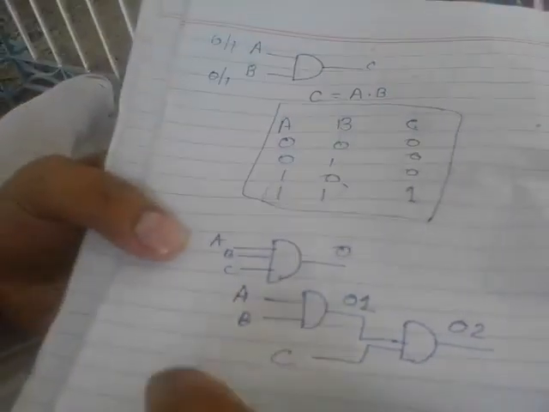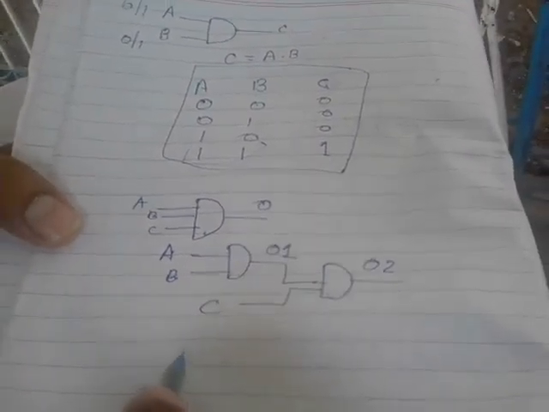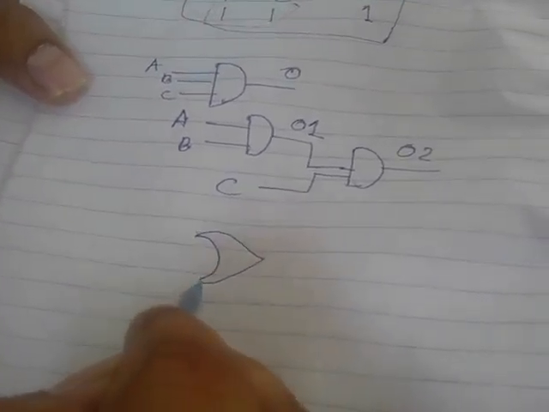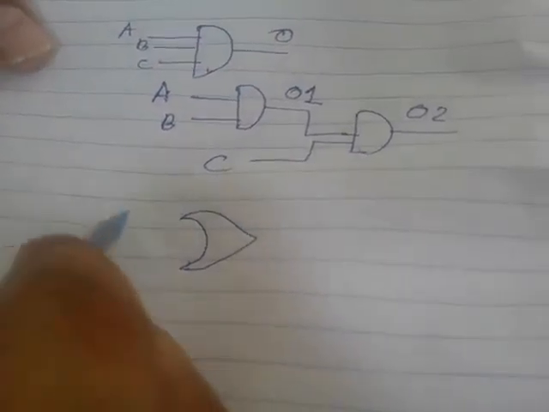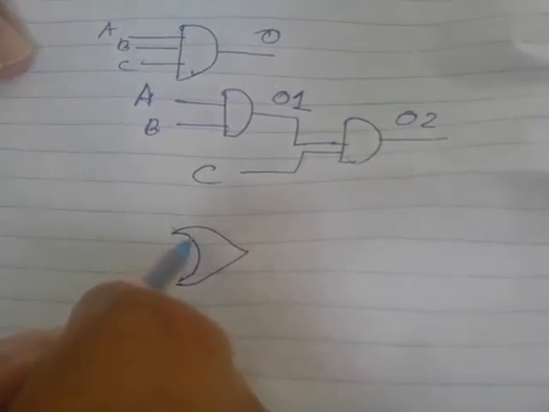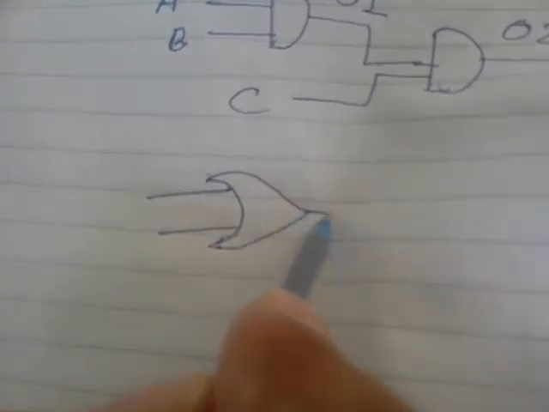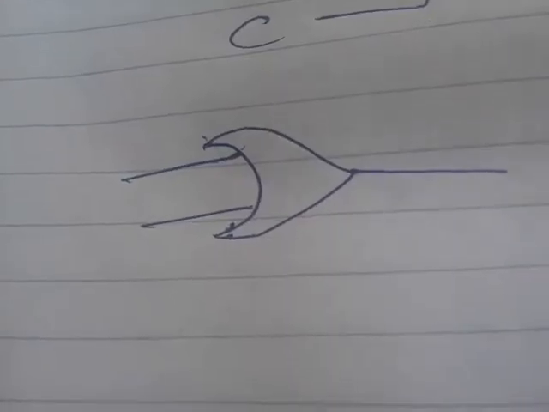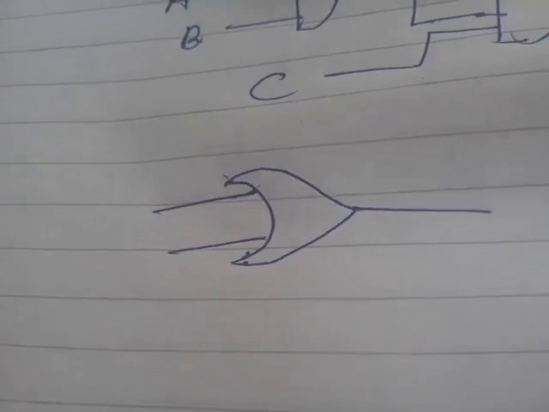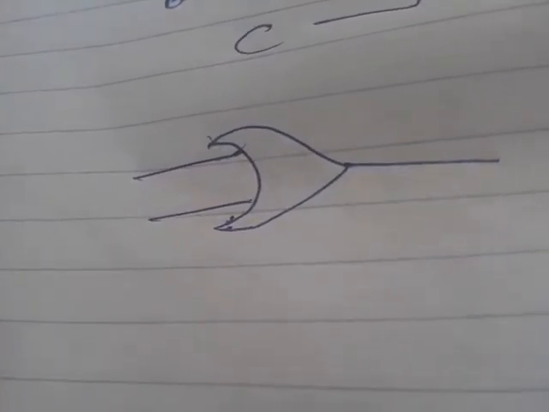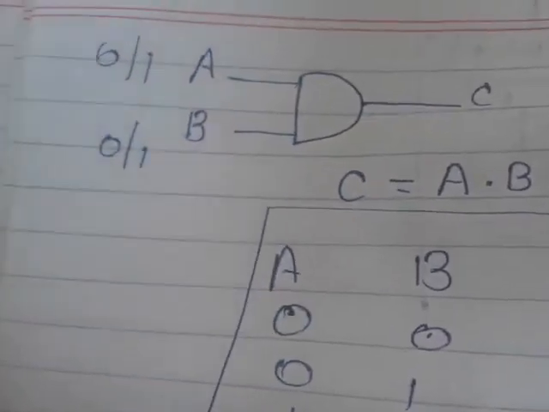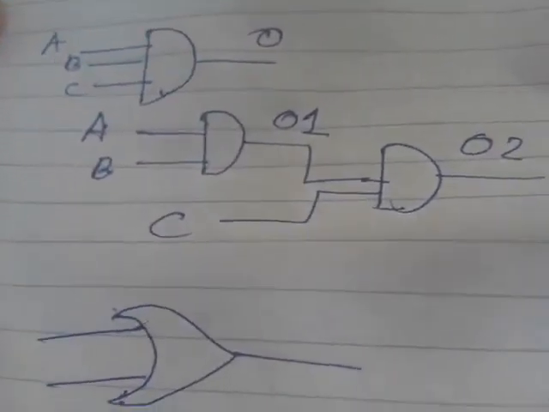Let's move on to the OR gate. Now the symbol of the OR gate is somewhat like this. It's a bit artistic style, but yeah. It also has two inputs and one output. The input and output format is the same as the AND gate.